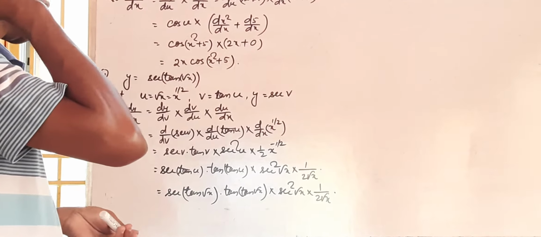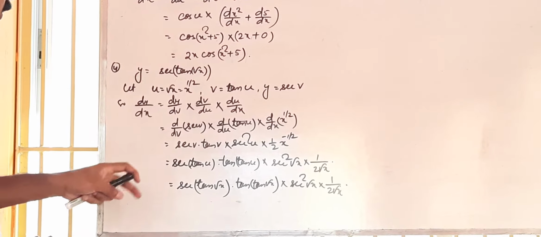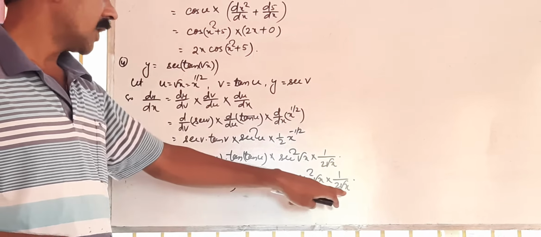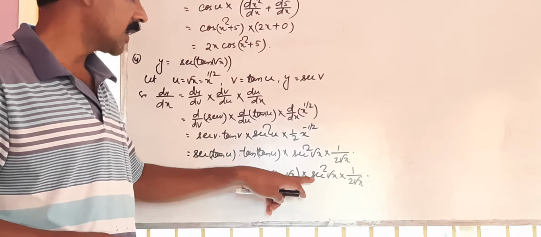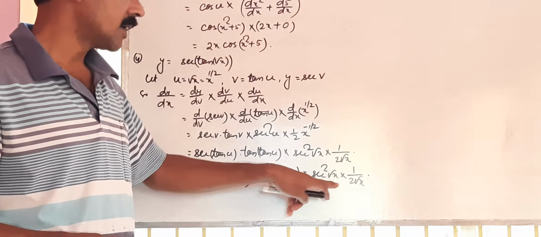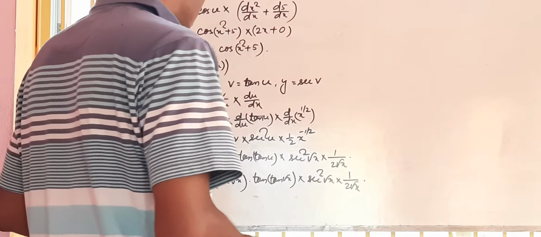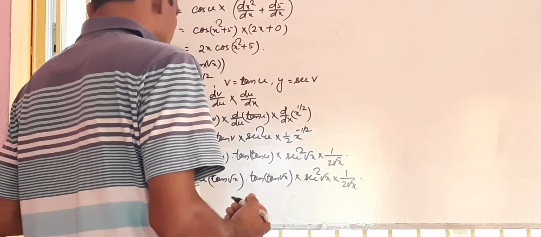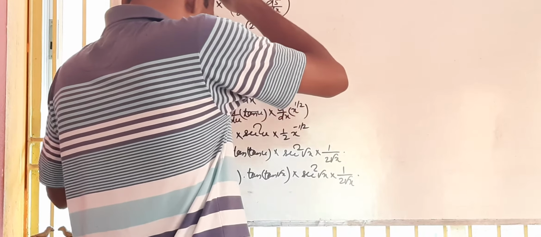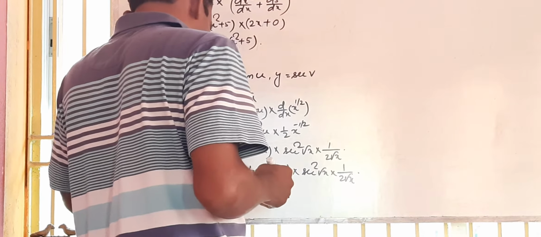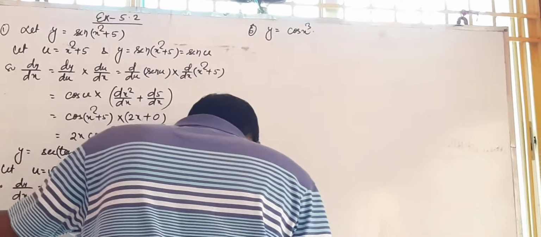Here students sometimes commit a mistake: they cancel root x, but be careful, that root x is inside the trigonometric function, and this is only 2 root x. So this is the solution of question number 4. Then number 6, which is sin square x to the power 5.